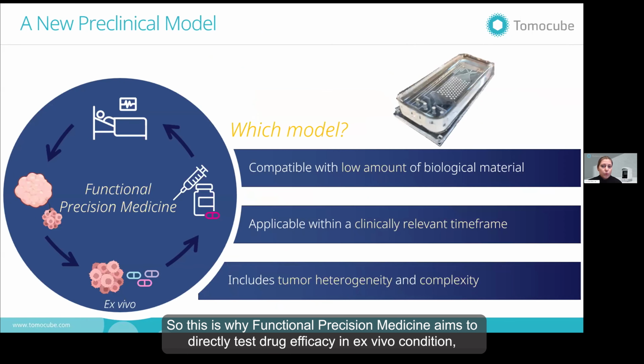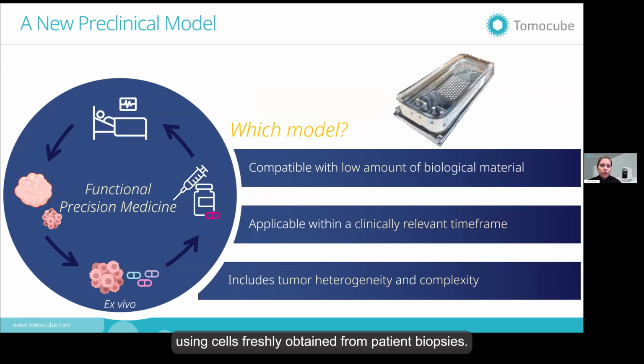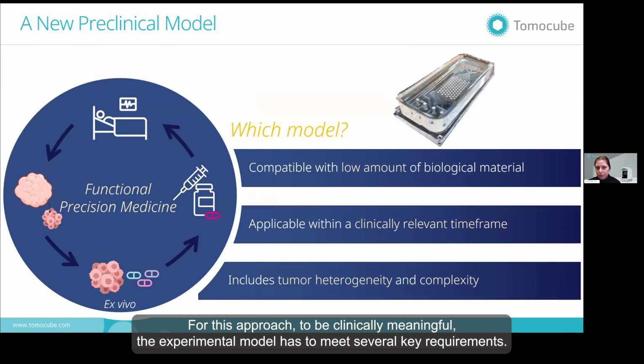This is why functional precision medicine aims to directly test drug efficacy in ex vivo conditions using cells freshly obtained from patient biopsies. For this approach to be clinically meaningful, the experimental model has to meet several key requirements.